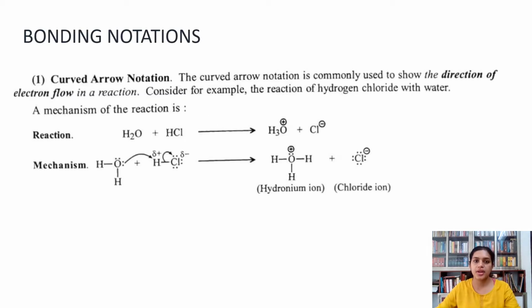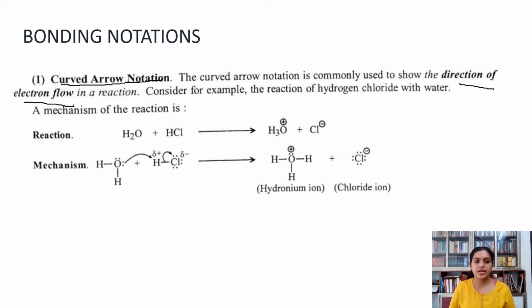Next one is the bonding notations. There are four main types of bonding notations which we frequently use in depicting organic reactions. First one is the curved arrow notation. This curved arrow notation is used to show the direction of electron flow in a reaction, and it represents the shift of two electrons.